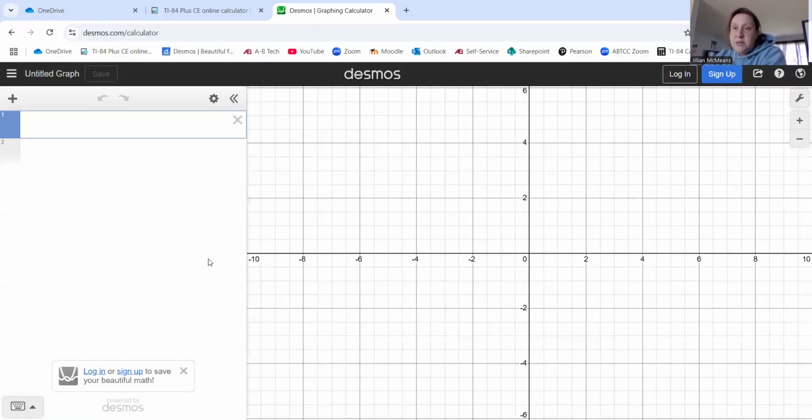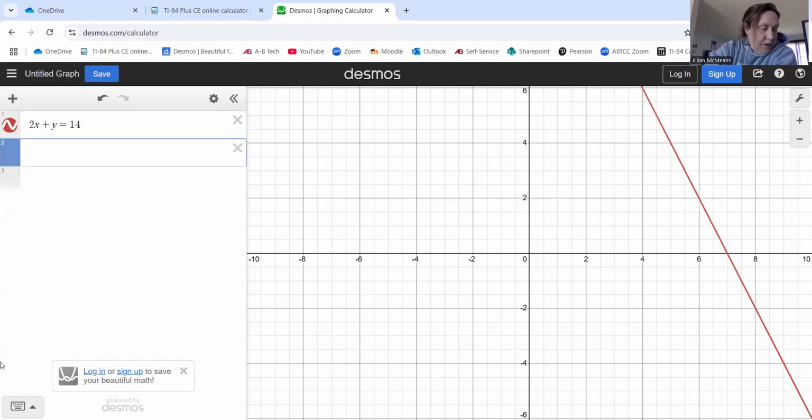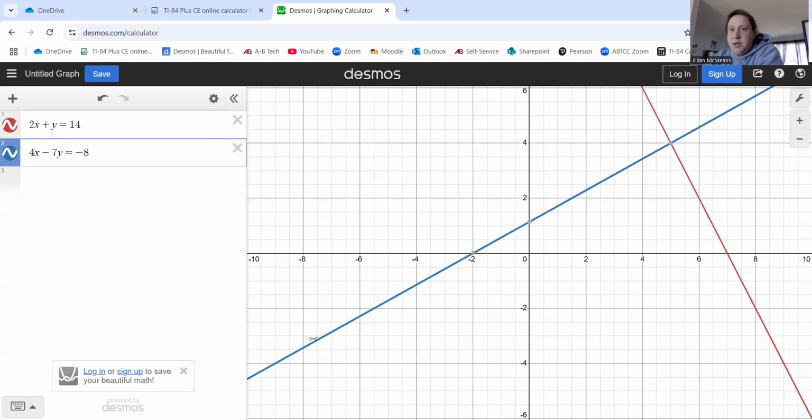And what's so nice about Desmos is you can just type the equations in as you have them. If you were using your graphing calculator, you'd have to solve for y first, which is no big deal, but it does take time. So let's see, we had 2x plus y equals 14. And then we had 4x minus 7y equals negative 8. Okay, so you can see here pretty clearly the solution. You can see the two lines, and then you can see this point where the two lines intersect. And if we hover or click on that point, it tells us the point of intersection really is 5, 4. So our work is good.